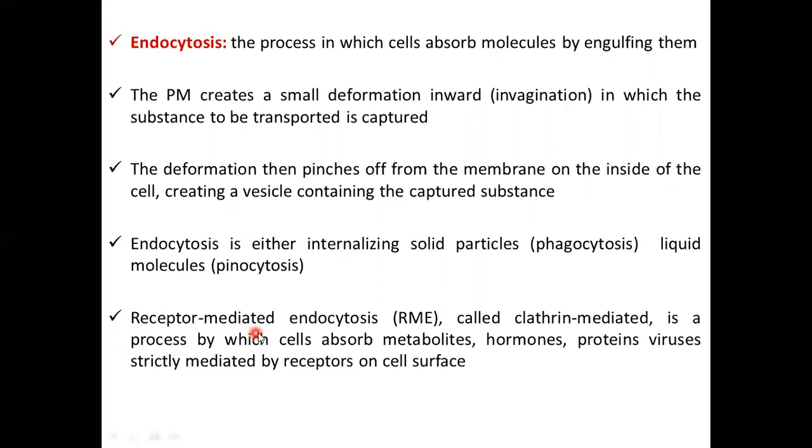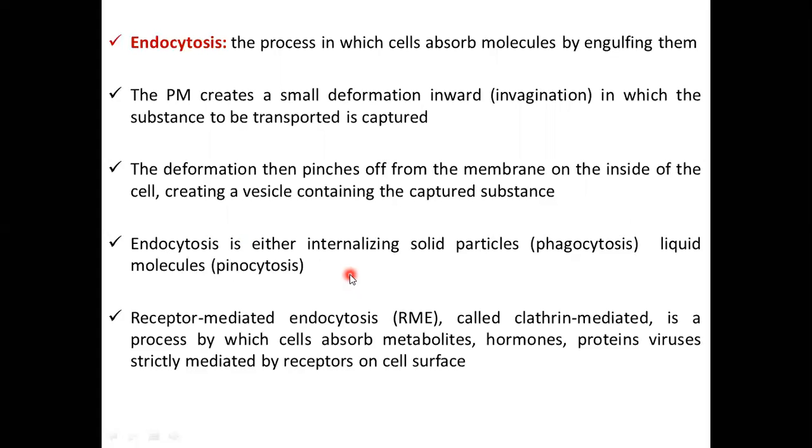The next type is receptor-mediated endocytosis, RME, also called clathrin-mediated. It is a process by which the cell absorbs metabolites, hormones, proteins, viruses, which is strictly mediated by receptors present on the cell surface. So this is receptor-mediated endocytosis. And the other two are simply endocytosis, in which one is phagocytosis and the other one is pinocytosis.